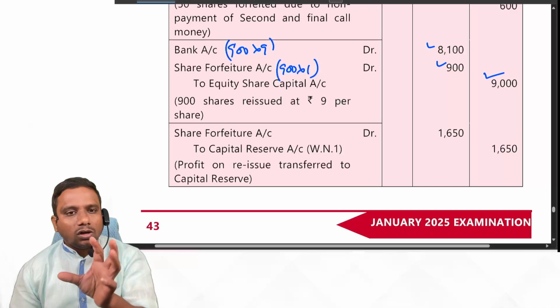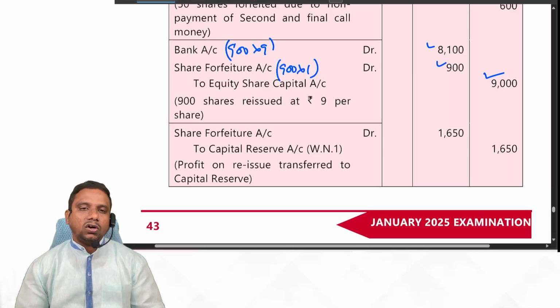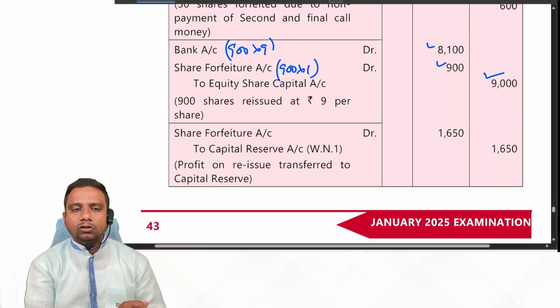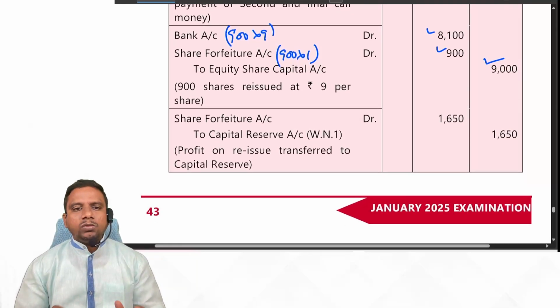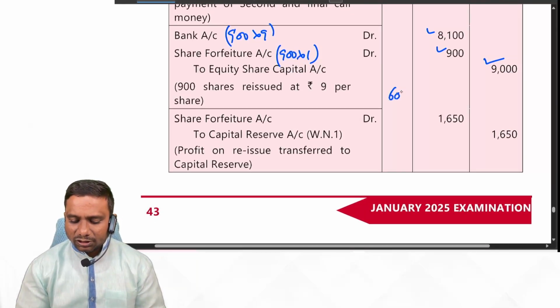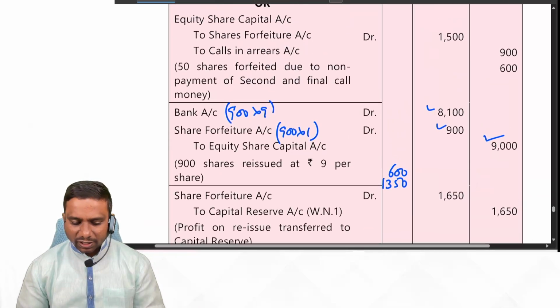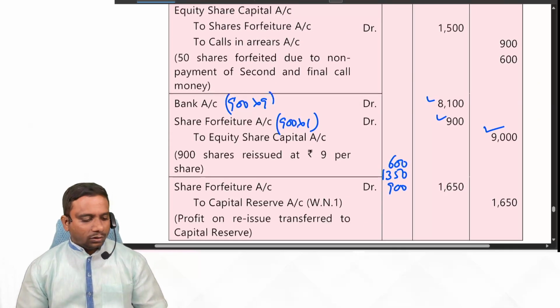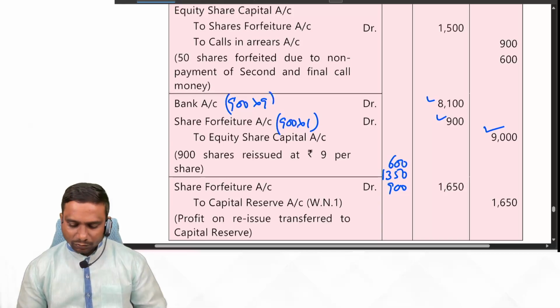So the discount on reissue of forfeited shares is to be set off against share forfeiture. Now how much balance we have in share forfeiture account? 600, 150 plus 900. Total we have 600, 1500, 2850. I hope.